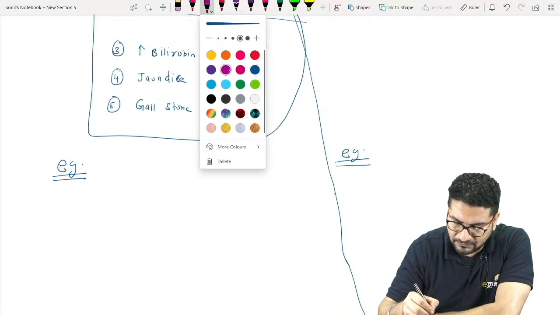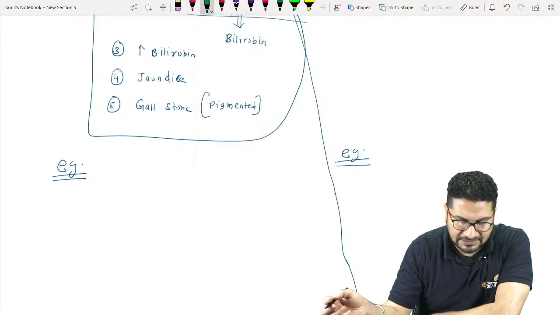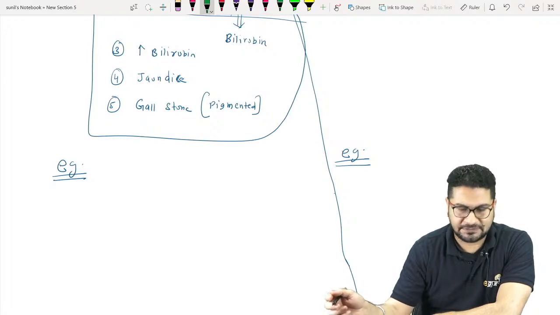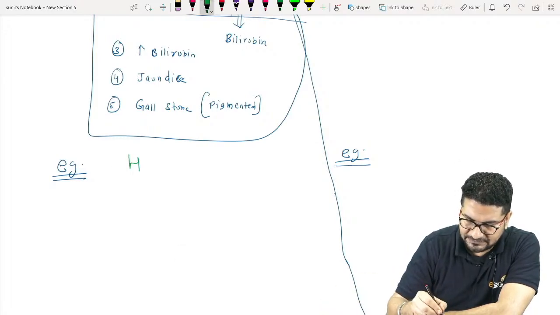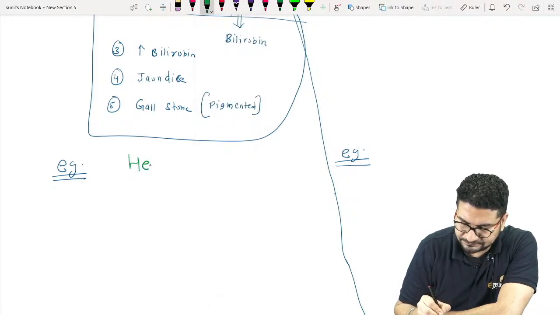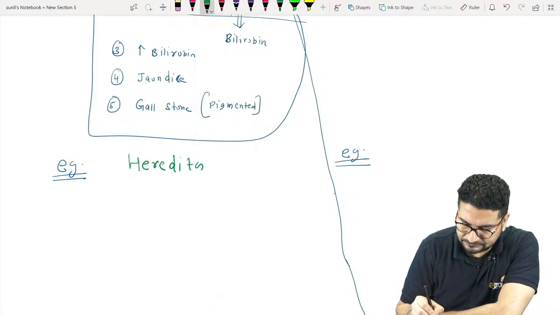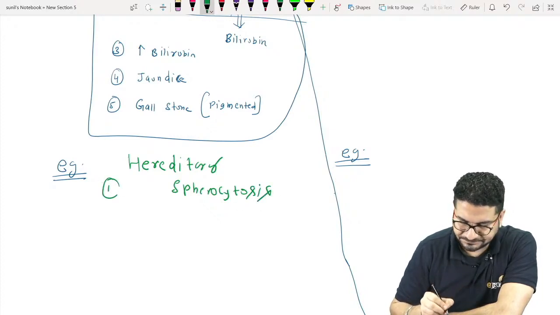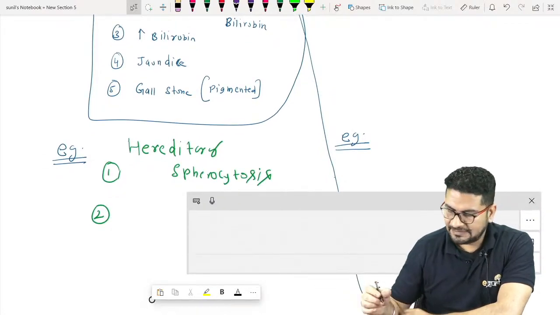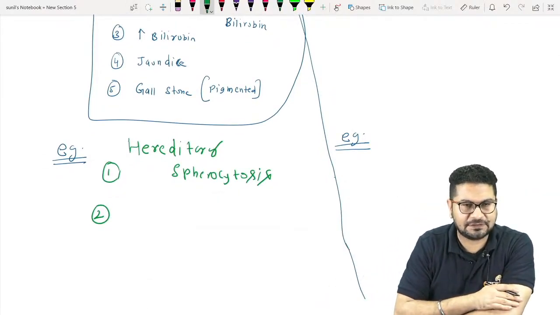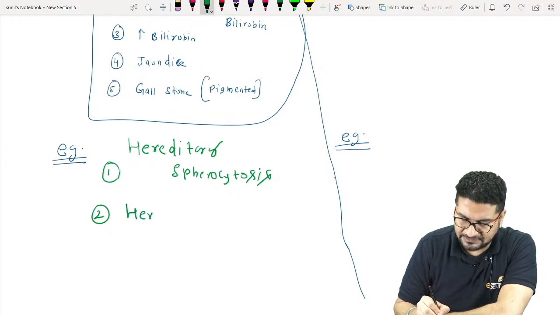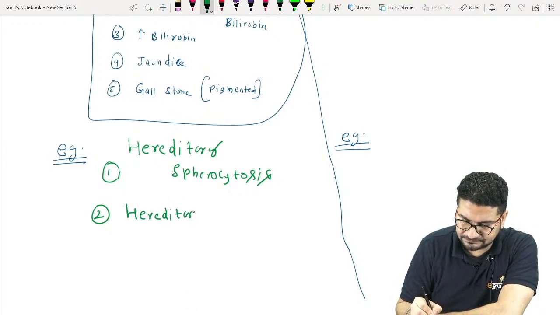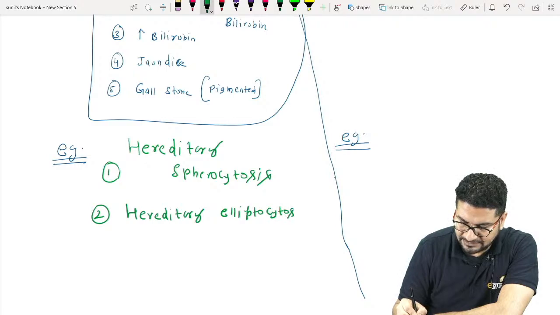Am I clear? Now you should know the examples of diseases where you will see predominantly extravascular hemolysis, and the examples where you will see predominantly intravascular hemolysis. So let's see them one by one. Extravascular hemolysis you can see in hereditary spherocytosis, which we call HS. You can also see it in one more condition called hereditary elliptocytosis.